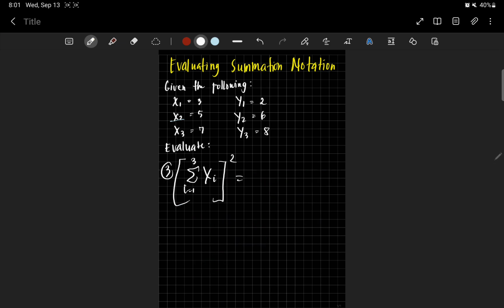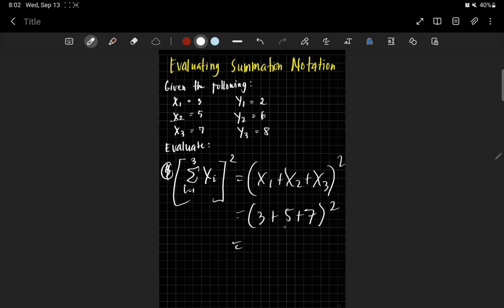What if we have this example? Okay, the example number 4. The summation of x sub I from 1 to 3 raised to 2. Okay, kapag in-expand natin ito, it will become x sub 1 plus x sub 2 plus x sub 3 raised to 2. So, ibig sabihin, kukunin mo muna yung sum ni x from 1 to 3, then saka mo siya ipa-power of 2. Okay, so that is 3 plus 5 plus 7 raised to 2.